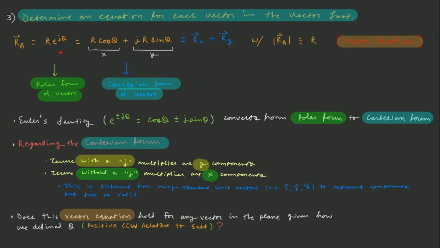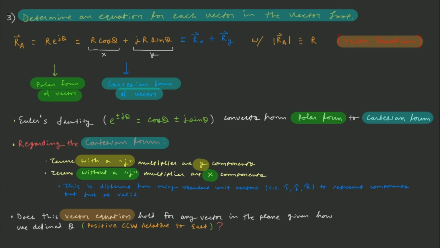So this form of the vector RA is called our polar form of the vector. The left-hand side is our polar form. The right-hand side is our more typical Cartesian form, where you have an x component and a y component. So again, Euler's identity just converts from our polar form to our Cartesian form. This is our polar form. This is our Cartesian form.